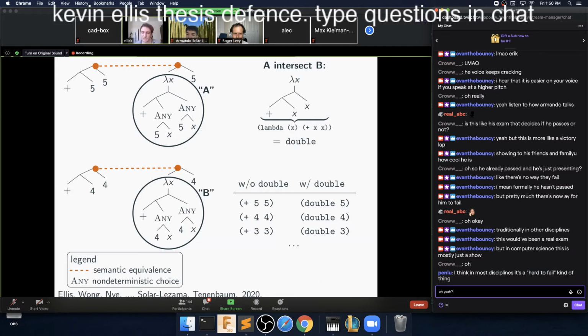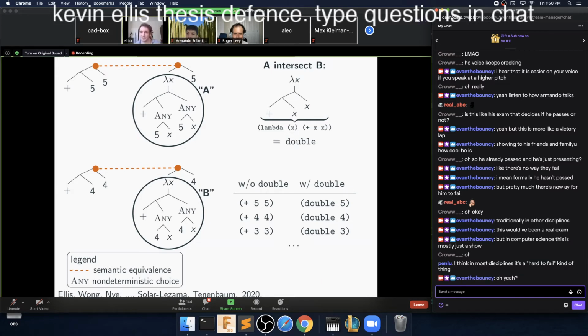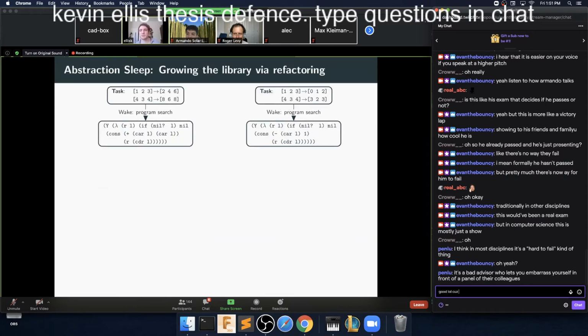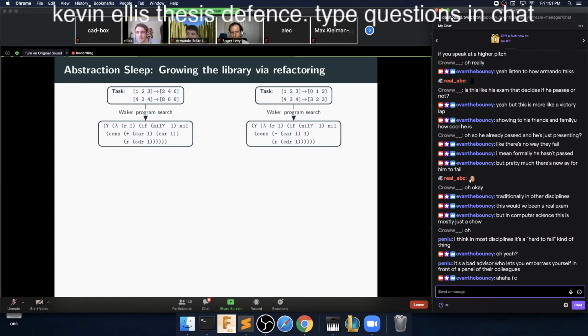So now I'm going to show a slightly more compelling case of this refactoring procedure. So imagine we had two problems to solve. On the right, I've shown a problem which is given a list of numbers, subtract 1 from each element. And on the left, I've shown a problem which is given a list of numbers, double each element.